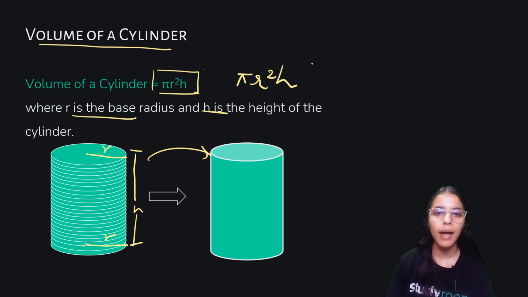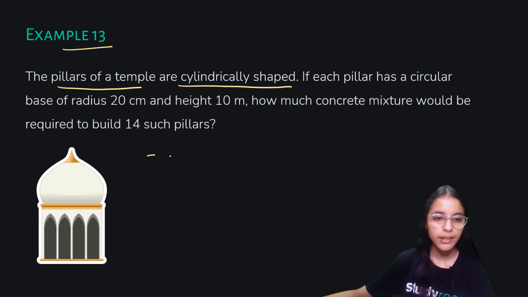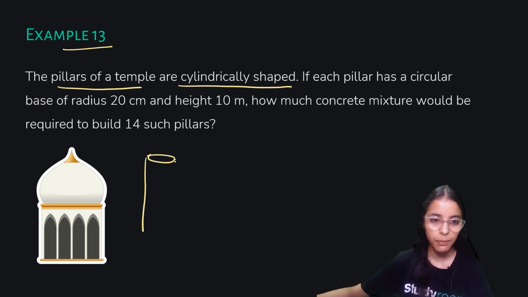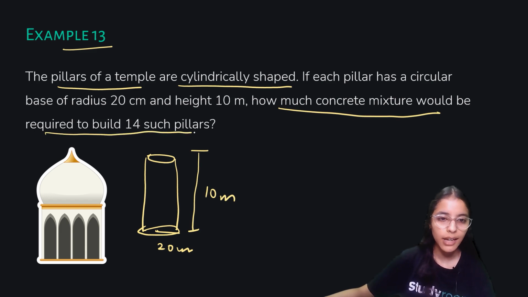Now let us do some examples to help you understand how to use the formula. So now in example number 30, we are given that the pillars of a temple are cylindrically shaped. So the pillars are cylinder in shape. Now if each pillar has a circular base radius of 20 centimeter and height of 10 meter, then how much concrete would be required to build 14 such pillars?